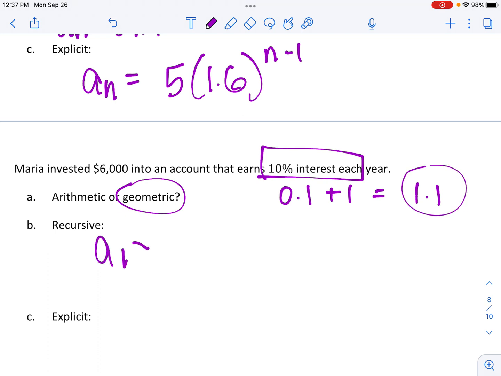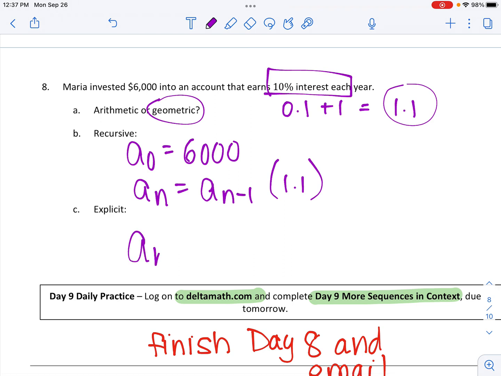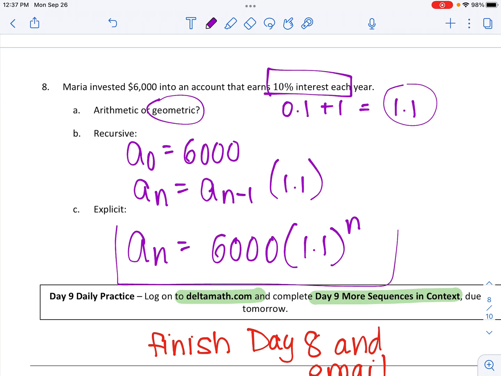The recursive rule is, okay, so this is an investment. This is the 0 term. And then to find the amount any year, you take the one before it and multiply by 1.1. The explicit would be 6,000, increase of 1.1 per year. And you wouldn't need to do the n minus 1 here because you're starting at year 0 instead of year 1.